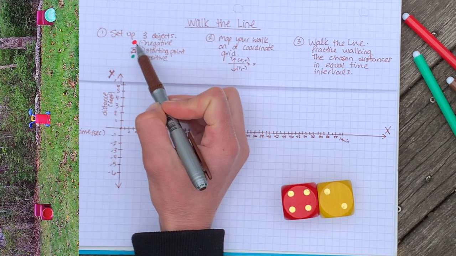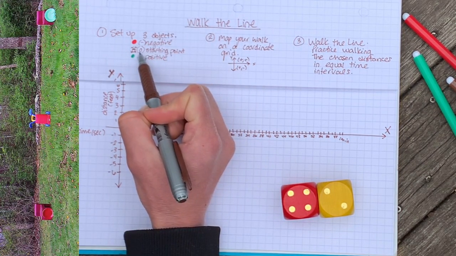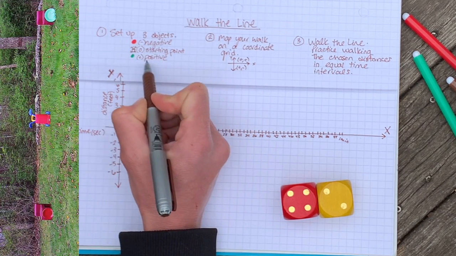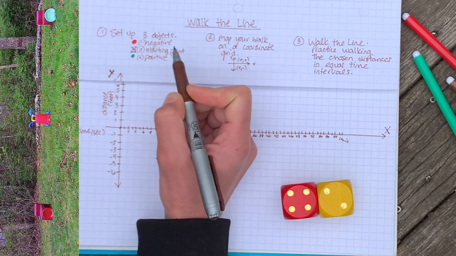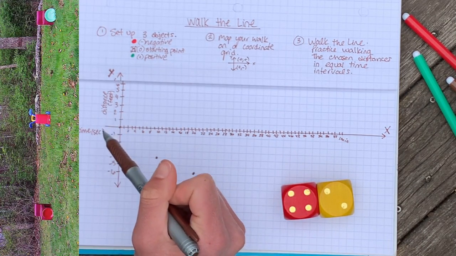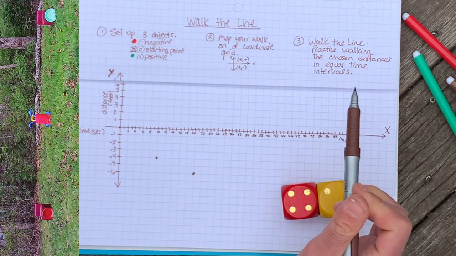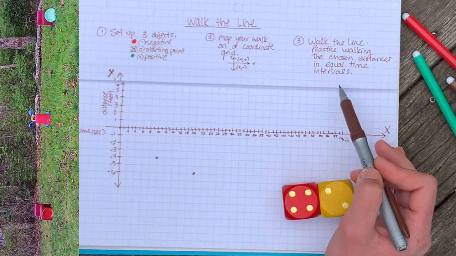I've chosen 3 objects to represent the negative direction of my walking line, the starting point, the 0 of my walking line, and the positive direction of my walking line. I also have created a map on the coordinate grid to help me plan out how I'm going to walk the line, and then I'm going to practice walking the chosen distances in equal time intervals.